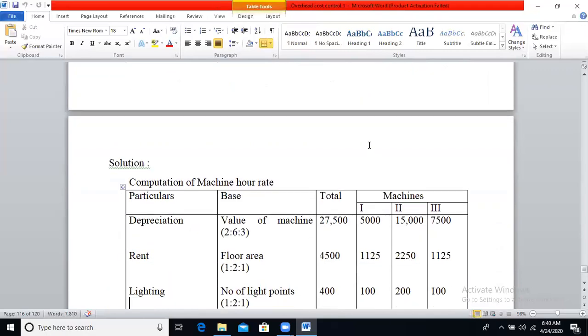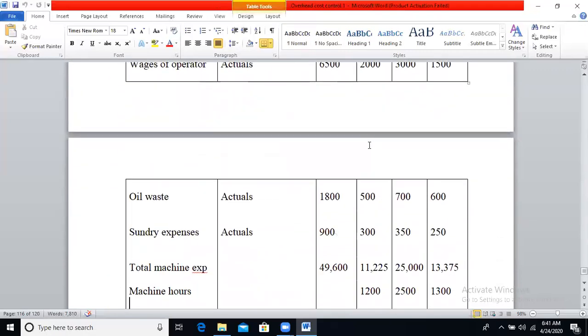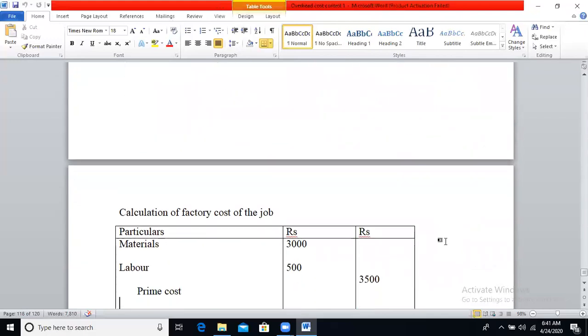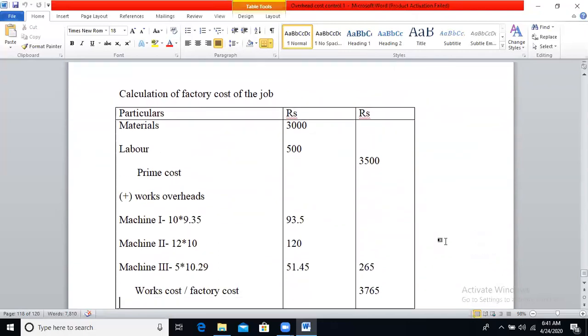And using these, we have calculated machine hour rate for all the three machines. Multiply number of hours into machine hour rate. So for machine 1, 10 hours into 9.35 machine hour rate. And for machine 2, 12 hours into 10 is the machine hour rate. And for machine 3, 5 hours into 10.29 is the machine hour rate. So if you have calculated, you will get 93.5, 120 and 51.45. So this is the total of works overhead.